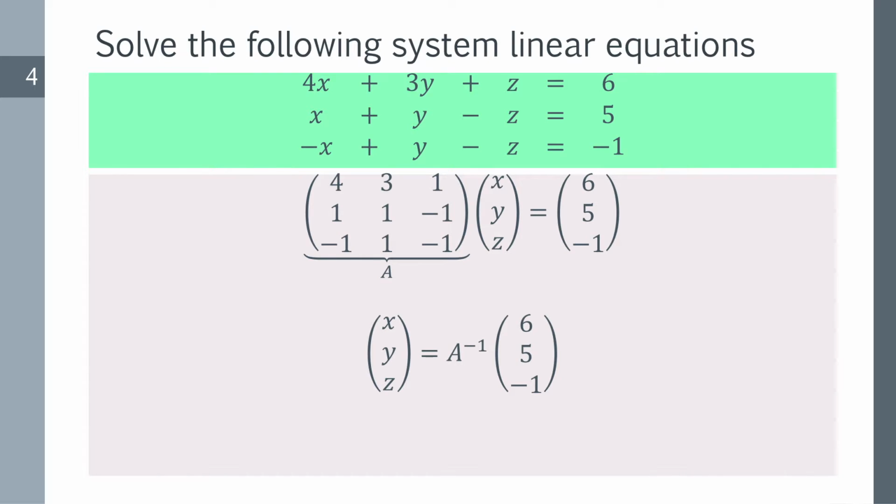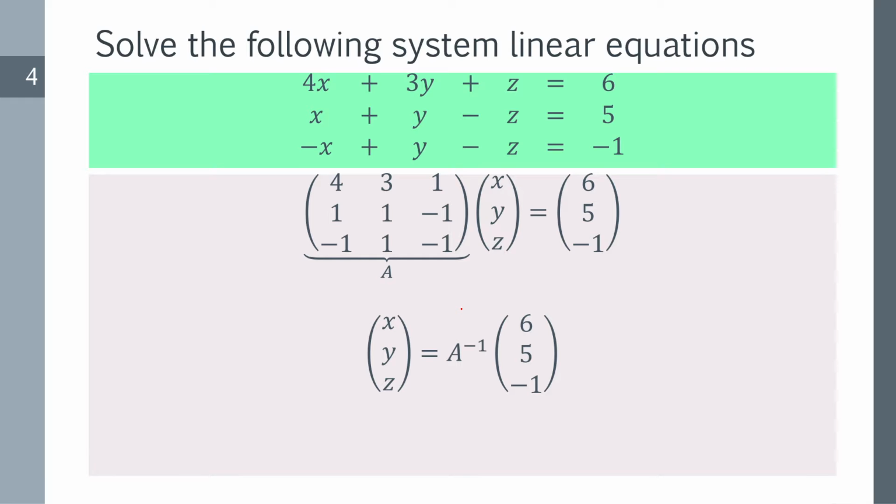Okay, so let's say we want to solve the following system of linear equations. First thing, transform them into matrix notation. Arrange every x, y, z in the following sequence. After that, we only copy the coefficients: 4, 1, negative 1, 3, 1, 1, and then 1, negative 1, negative 1, and then this is the x, y, z, and then this one is 6, 5, negative 1. And if I want to know x, y, z, I need to find A inverse.